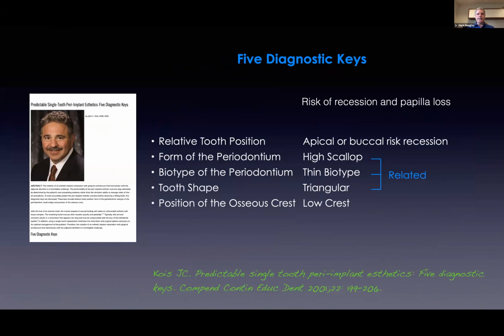So summarizing, of the 5 diagnostic keys, the risk of recession and papilla loss is with relative tooth position. If the tooth is too apical or buccal, then you have a risk of recession. With these next 3, they're all sort of related: the high scallop, the thin biotype, and a triangular shaped tooth. They're at higher risk of recession. And the people with a low osseous crest are at higher risk of recession.